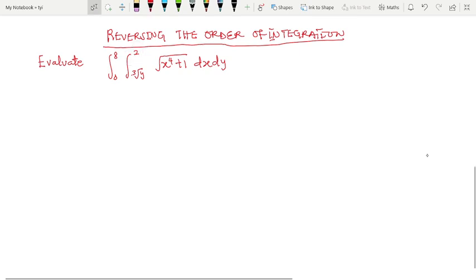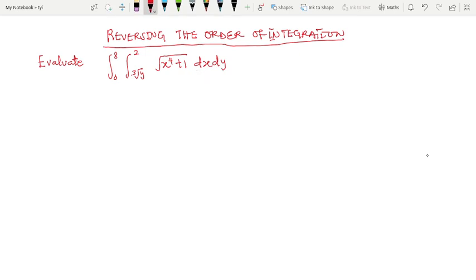In this video, I'll be taking you through reversing the order of integration problems. We've solved a similar problem in our previous lessons, so I have another problem here to also expound on this concept. So when we reverse the order of integration in a double integral, as I said, it's either we integrate the x first before the y or the y first before the x.